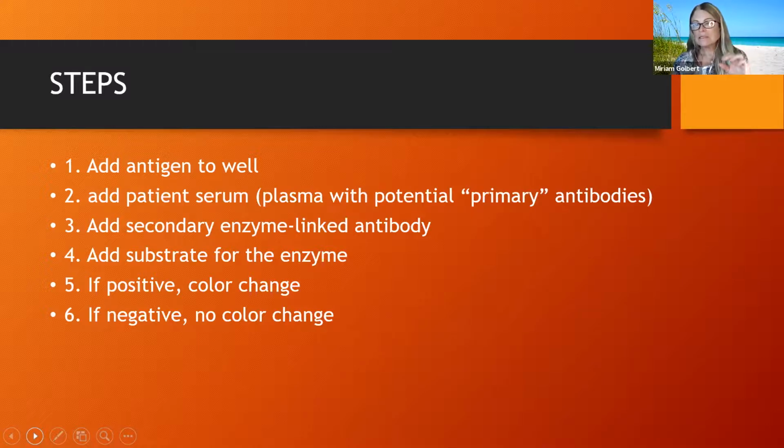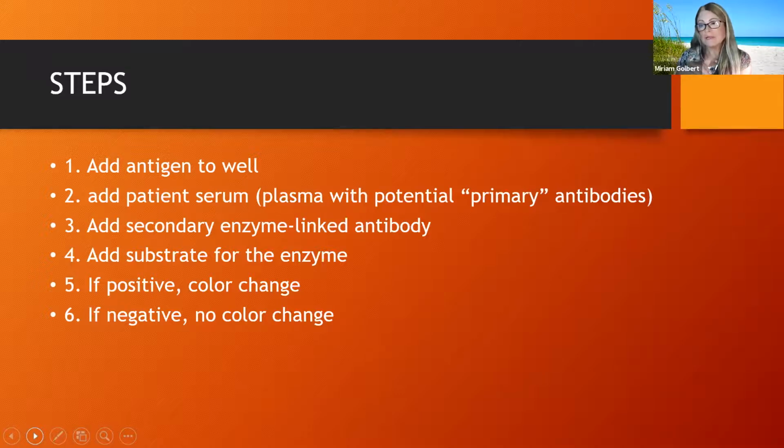So this secondary enzyme-linked antibody is so that we can visualize the sample, because we have the antigen that we put first, the plasma with the possible antibodies of the patient. But if they match, if the patient has the specific antibody, we can't see it because it's colorless. So this secondary enzyme-linked antibody is helping us to visualize it, because when we add the substrate to that enzyme, if it changes color, we know that we have the original antigen and antibody attached.